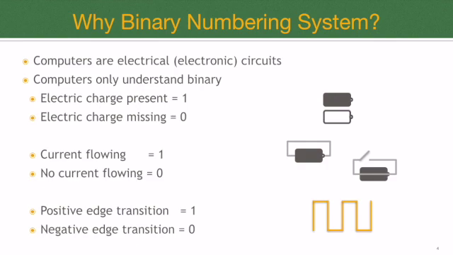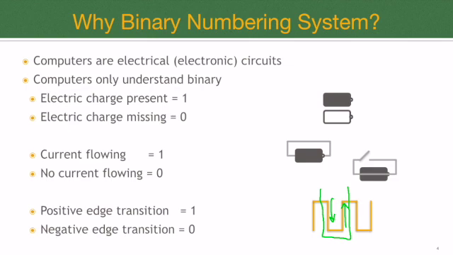Another more accurate description of the binary numbering system in the computers is the edge transition. In a single digital cycle, there are two edge transitions. One is a negative edge transition and the other one is a positive edge transition. A negative edge transition in the computers is equivalent to 0 and a positive edge transition in the computers is equivalent to 1 value.